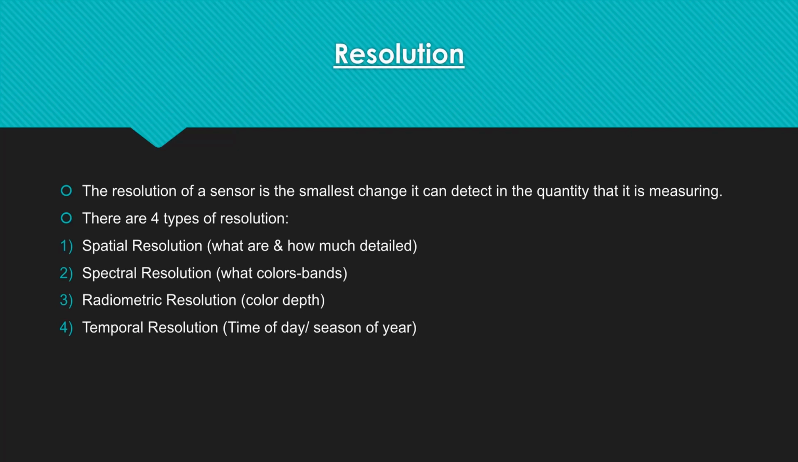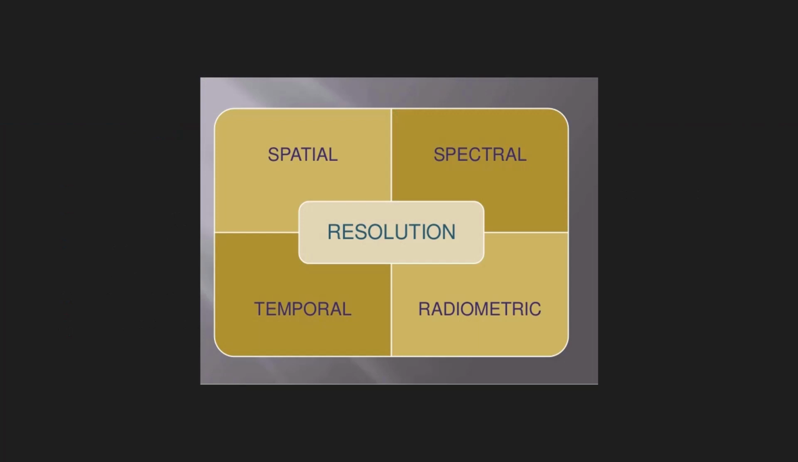Radiometric resolution works for detecting the shades of gray that can be visible in a satellite image, whereas temporal resolution works on the principle of time, that is, how much time is taken by the satellite to capture a single area again and again. Now we will discuss these resolutions in detail. First of all, we will discuss spatial resolution.